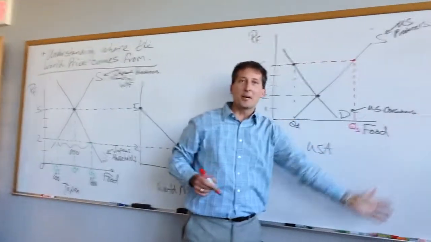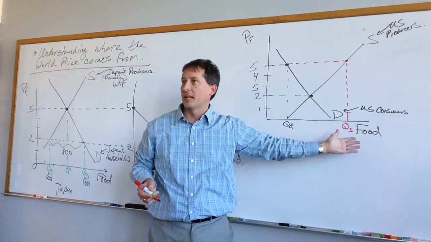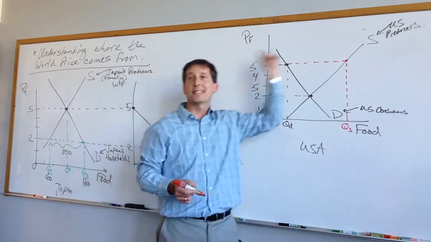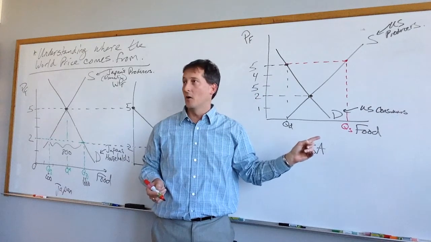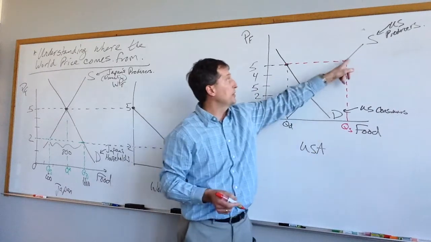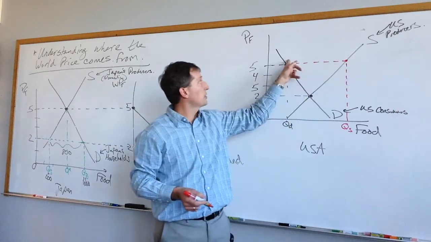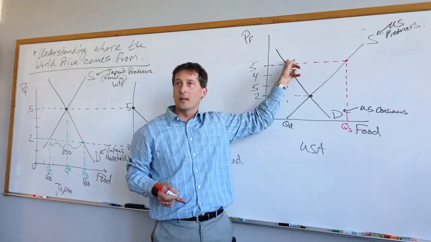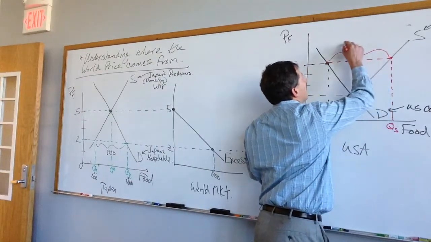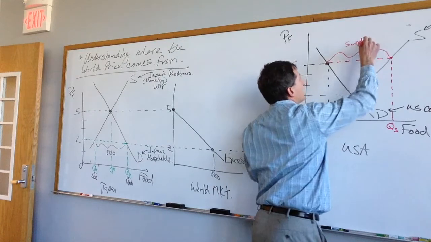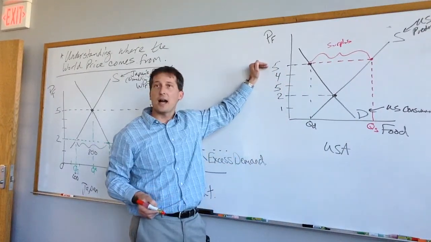If they don't trade with each other, is this sustainable? Is a price of 5 sustainable with no trade? No, it's too high. They're producing all the food, but it's just rotting away because consumers are only buying this amount. What did we call that in micro? A surplus. So there would be a surplus of food at a high price of 5.